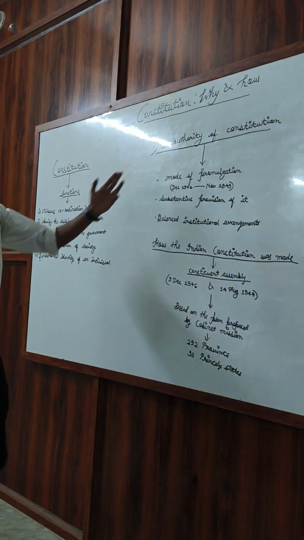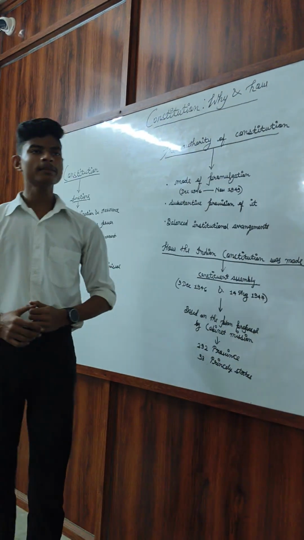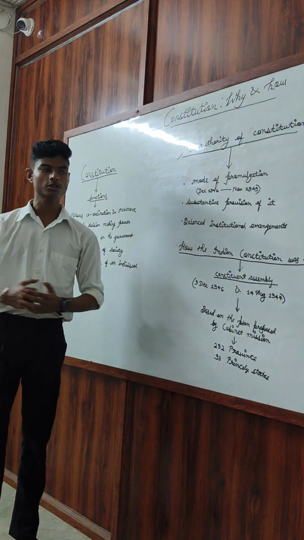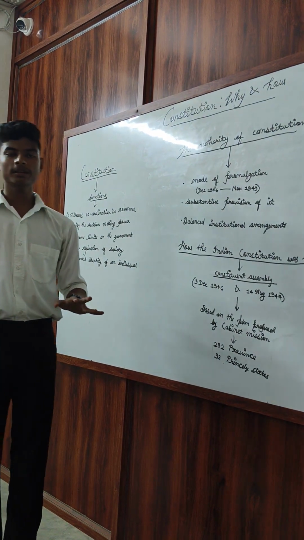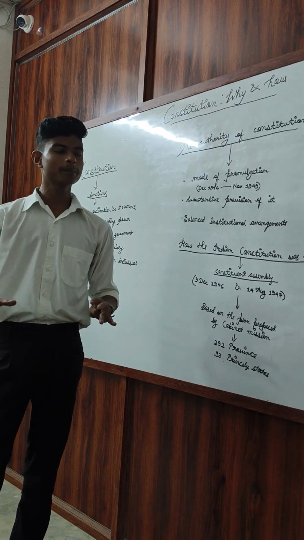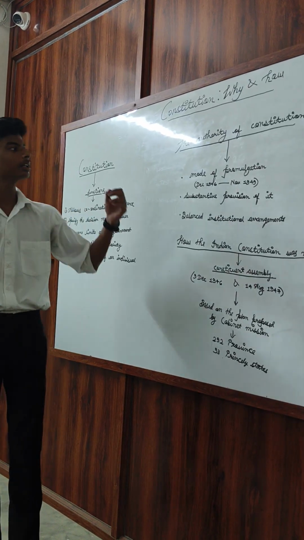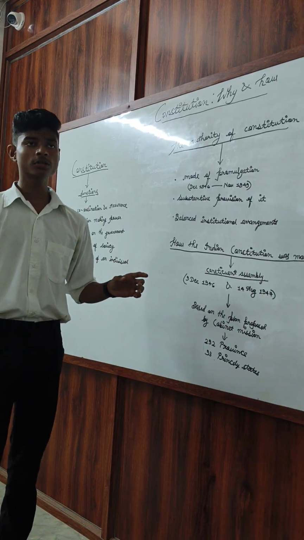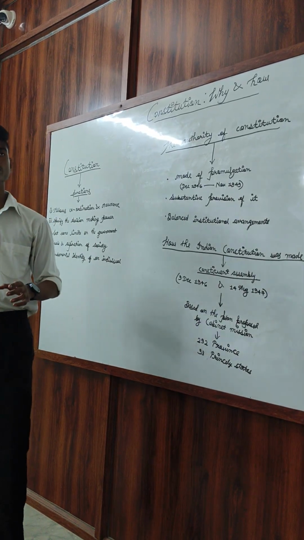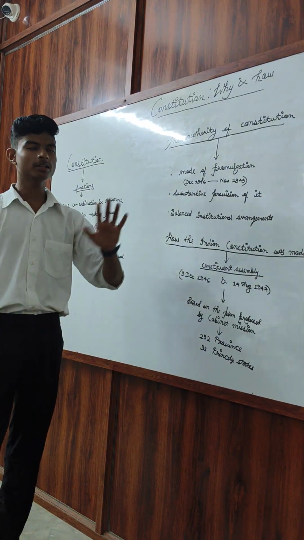Now let us come to the authority of the constitution. There are many countries where the constitution is just on paper. It is not followed, in such a way that people see that it does not have any authority. But it is not the case in India, because the constitution was made by the Constituent Assembly. Now the mode of communication: how it was made.